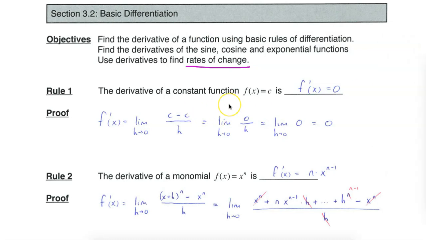So the derivative of a constant function f of x equals c is f prime of x equals 0. Indeed, if the function is constant, then the slope is 0. That makes total sense. That's the geometrical understanding.